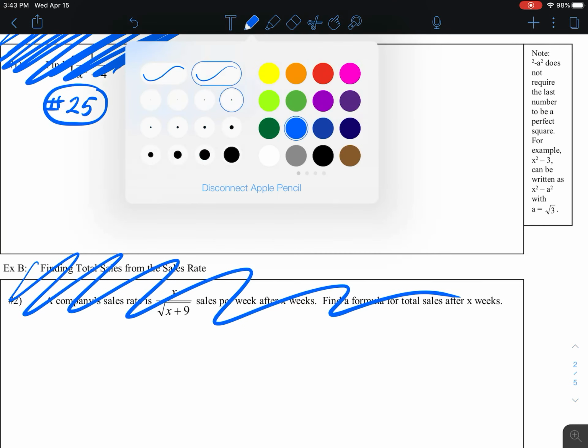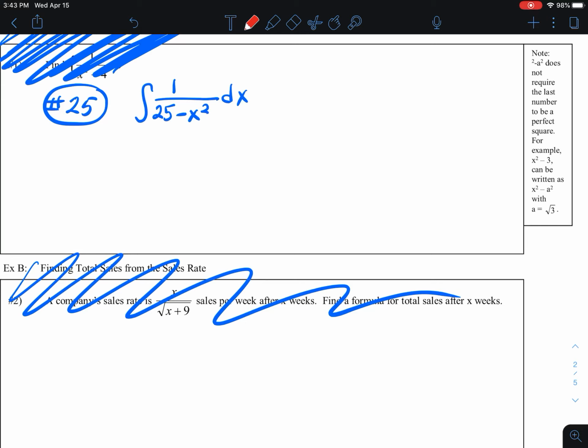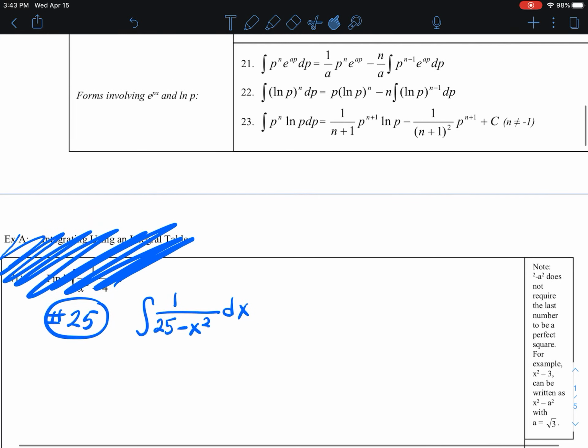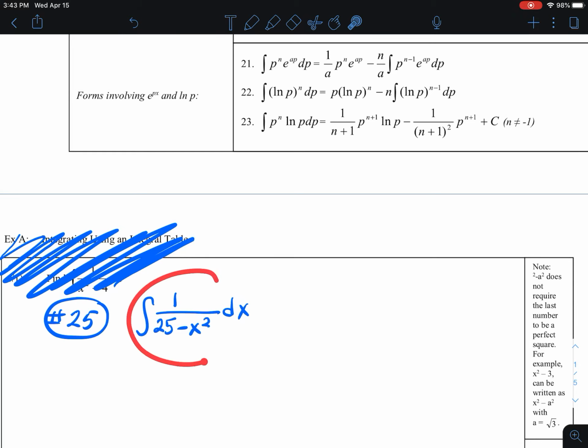On number 25, this was the problem. What you're wanting to do with your problem here is look at it and try to find a formula that feels like it matches this problem.